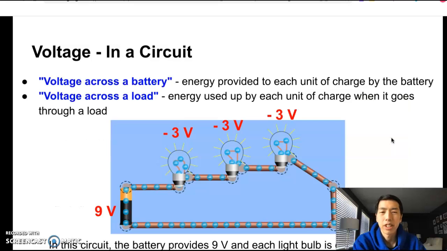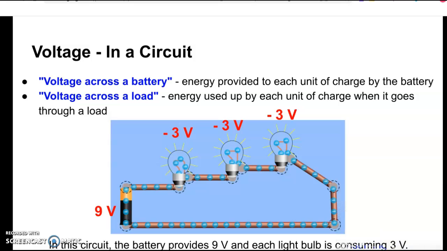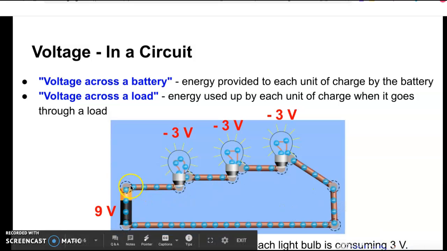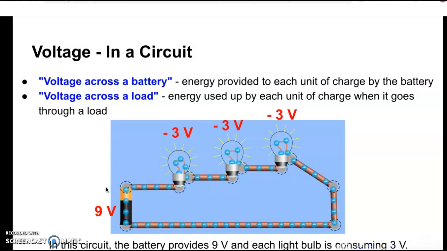Now in a circuit, so I've got a circuit here. So this battery is providing 9 volts of energy, basically. And that 9 volts is going to push the charges through the circuit. And I've got 3 light bulbs in this circuit. So each one of those light bulbs uses up some of those 9 volts. And these are identical light bulbs, so they're going to be using up the same amount of volts. So they'll each use up 3 volts.